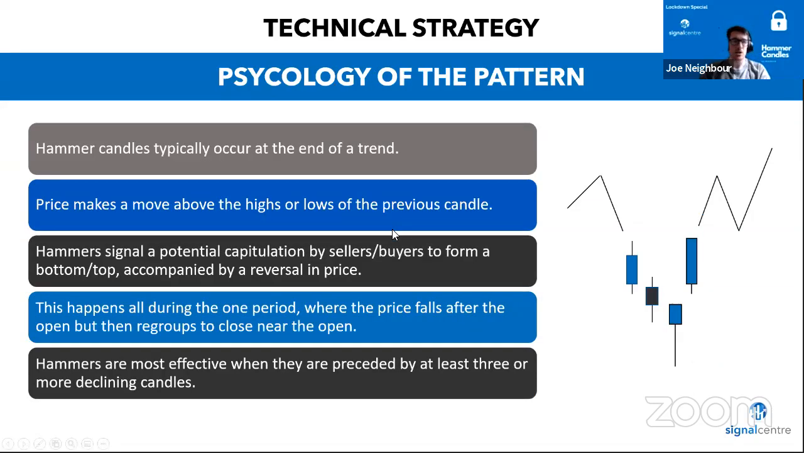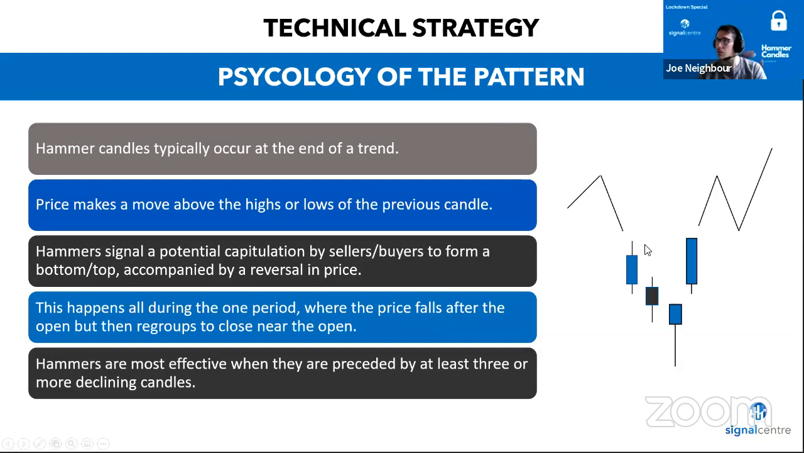Now, if we talk about the psychology behind the pattern, they typically occur at the end of a trend, and price usually makes a move above the high or below the low of the previous candle. So as we can see on this example on the right hand side, price has been moving lower. We've made a new low, and then the price has come all the way back to close at the high of the period. In this instance, say it's a 60-minute candle. Now, the hammer signals potential capitulation by the buyers or sellers to form a bottom or a top, and that is accompanied by a reversal in price action.